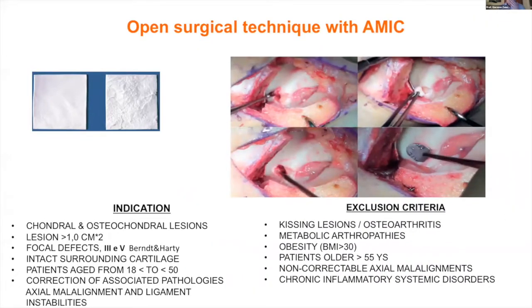So the indication for the AMIC is a chondral and osteochondral lesion that is more than 1 square centimeter. We have focal defects from 3rd to 5th degree of Berndt-Harty classification, with intact surrounding cartilage, patients that may be aged from 18 to 50, and we have to correct if we have an associated pathology with an axial malalignment. The exclusion criteria for this kind of operation is obviously a kissing lesion or an osteoarthritis, metabolic arthropathies, obesity, or patient older than 50, 55, it depends, and if we have not correctable axial malalignment.